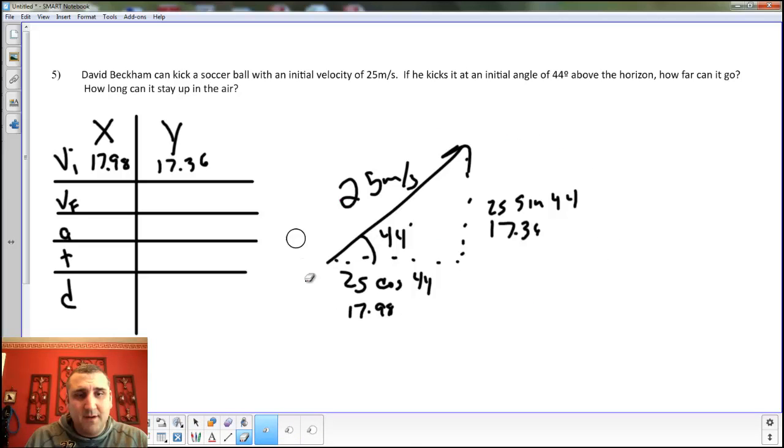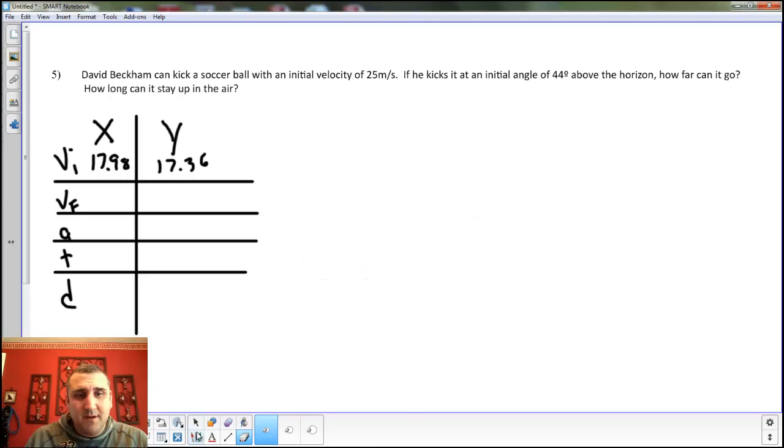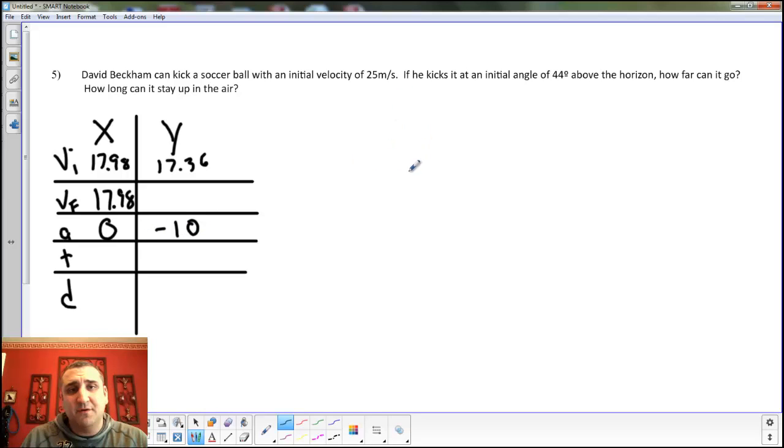The final velocities here, because I'm an advocate of filling in as much of this as we can and then figuring out what we need afterwards. Final velocity in the x is going to be the same because the acceleration is 0. But the acceleration in the y is going to be negative 10 as always. And if we were going up 17.36 meters per second, the ball is going to come back down at 17.36 meters per second. So we're going to put a negative 17.36 meters per second there.